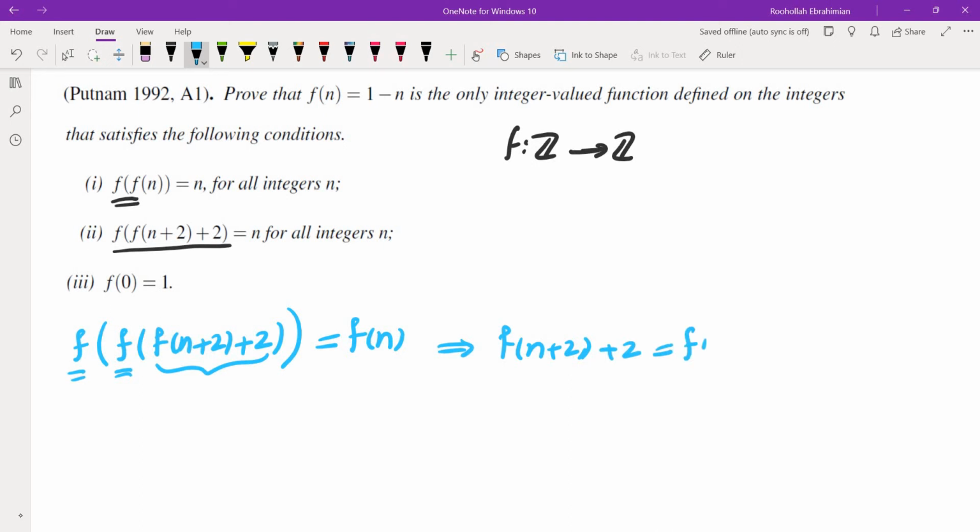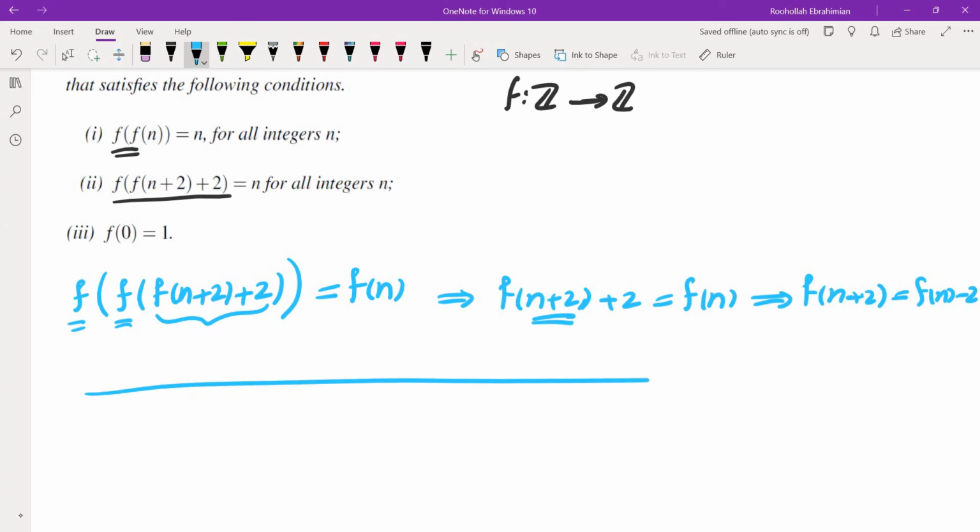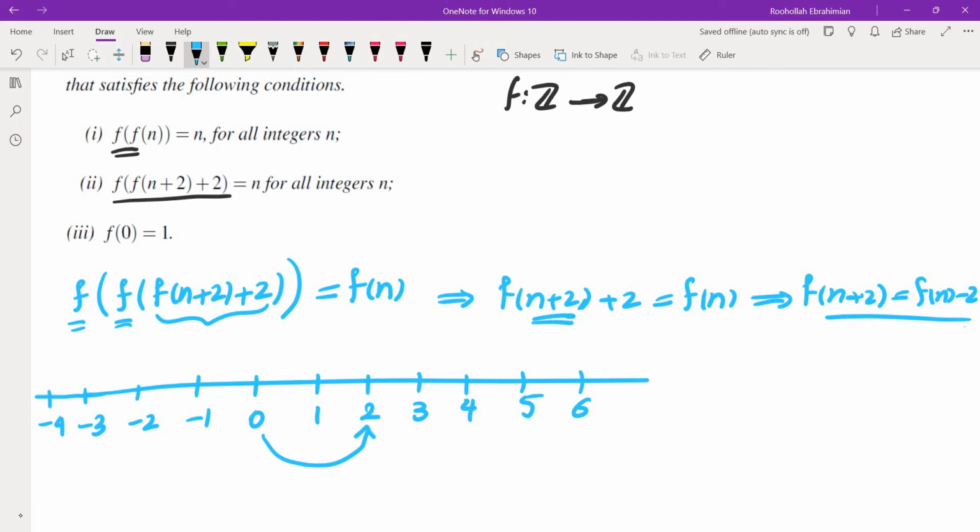So we get this. Now, this is quite interesting because it tells us that if you have f of n, you can get f of n plus 2. And if you have f of n plus 2, you can get f of n. In other words, if you look at the integers 0, 1, 2, 3, 4, 5, 6, and on the other side -1, -2, -3, -4, etc. We know what f of 0 is. So from here we can get f of 0 plus 2, which means we can get f of 2. And then from here we can get f of 4, and then f of 6, and so on.